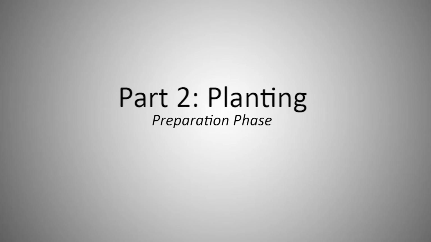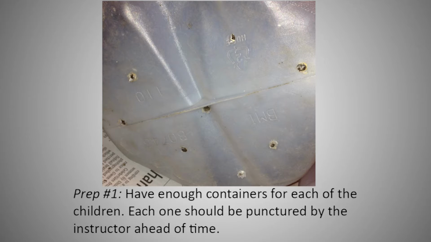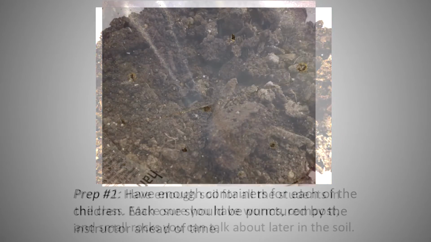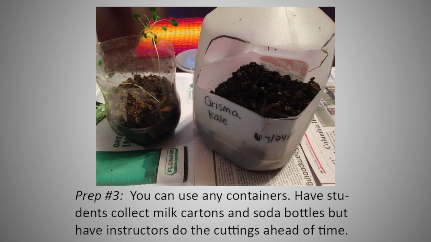Prep for growing in anything. Have enough containers for each of the children. Each one should be punctured by the instructor ahead of time. Prep 2. Have enough soil for all the students in the class. Make sure you have worms, compost, and small rocks that you can talk about later in the soil. You can use any containers. Have students collect milk cartons and soda bottles, but have instructors do the cuttings ahead of time.